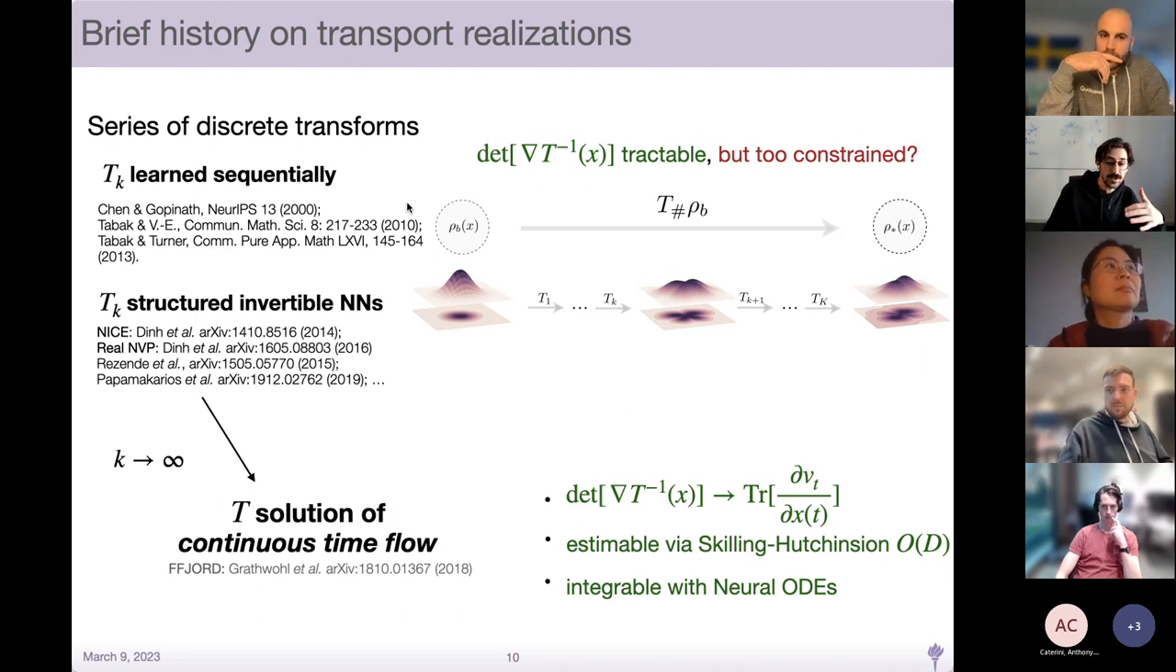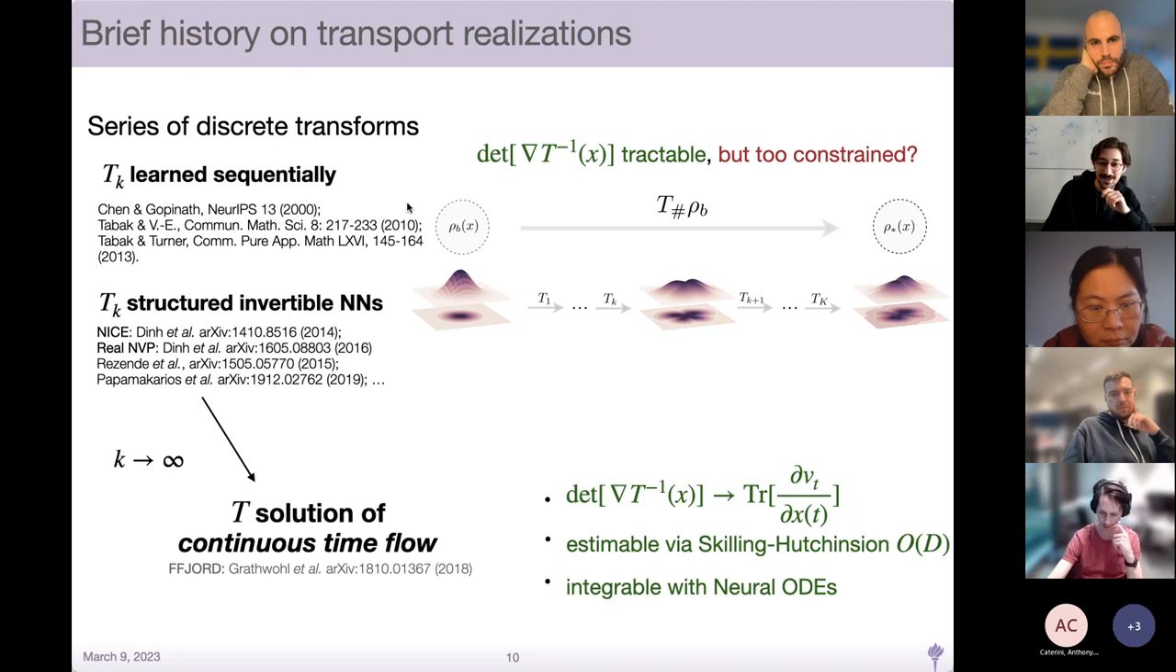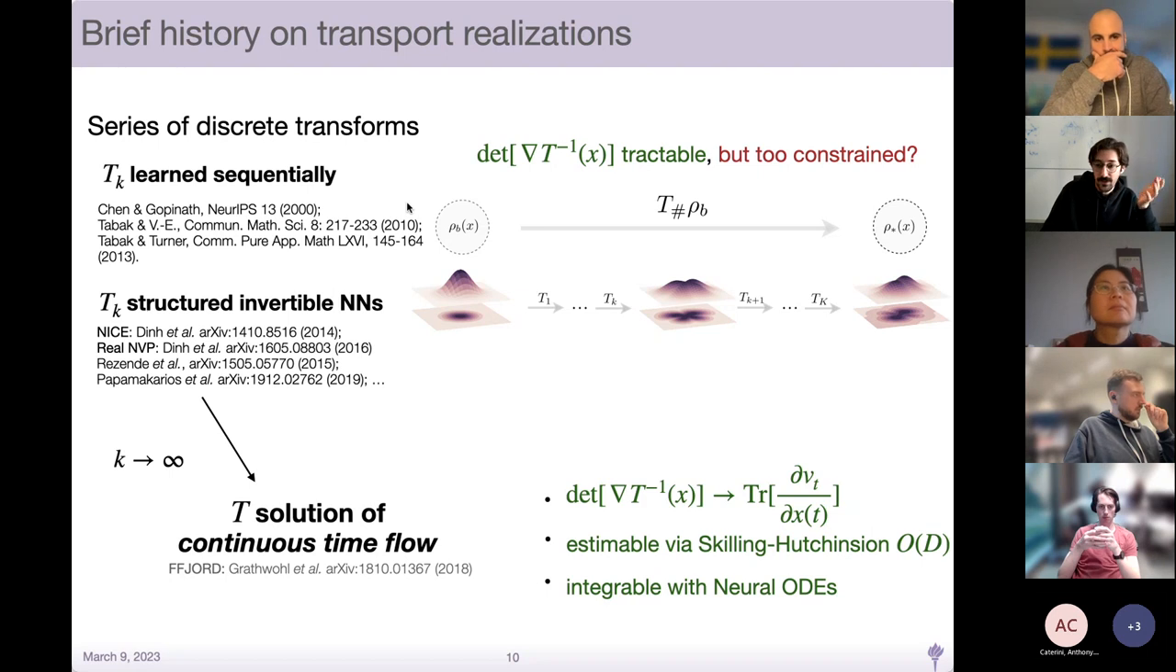Well, a brief history on this trade-off began with Chen and Gopinath in this Gaussianization paper in 2000, where Esteban Tabak and Eric Vanden-Eijnden then realized there might be a way to realize this transport sequentially in a series of maps that I'll call T_k, breaking down the bigger transport. And then the neural network folks came along and said, what if we built into that some sort of expressive parametric structure that we can fulfill through some sort of neural network parameterization? And that's where works by Laurent Dinh, Danilo Rezende and George Papamakarios appeared that showed that if you put structure on the transformations in a clever way, you can actually parameterize these with invertible neural networks in an effective manner.